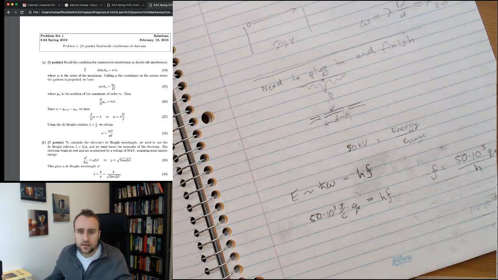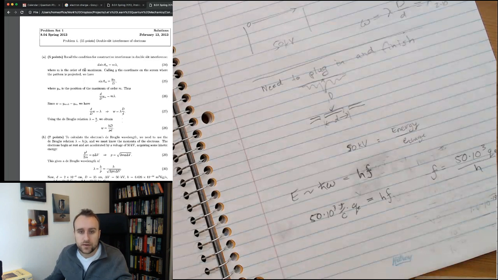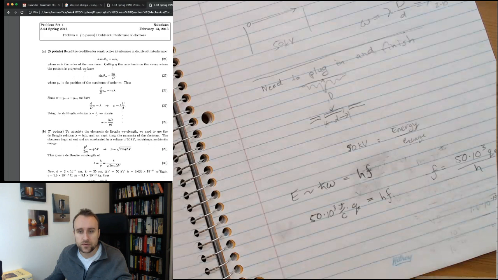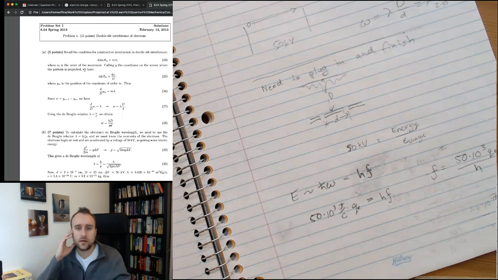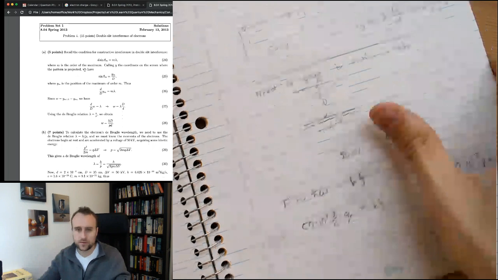B, to calculate the electron's de Broglie wavelength, we need to use the de Broglie relation. Lambda is equal to h over momentum, and we must know the momenta of the electrons. The electrons begin at rest and are accelerated by a voltage of 50 kilovolts, acquiring some kinetic energy. P squared over 2m is equal to Q change in voltage. So did I just do the formula wrong here?